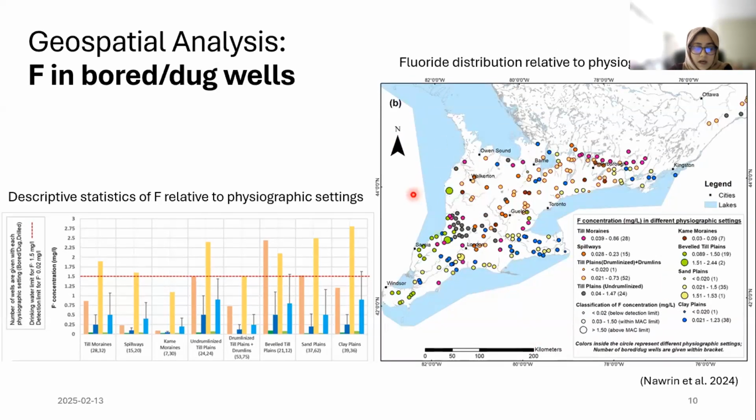So in this slide, here in this map, only 3 elevated fluoride above the MAC limit in bored or dug wells are presented by the big circles. And 2 out of these 3 wells are from Weevil till plain, the green ones. In the graph, you may notice that the highest fluoride concentration in bored or dug wells is from Weevil till plain, the orange bar, and the mean fluoride concentration of Weevil till plain and undrumlinized till plain, the dark blue bars, are also higher compared to the other physiography.